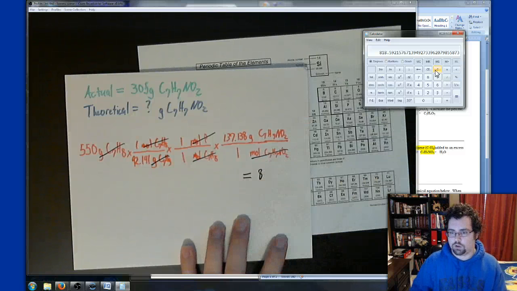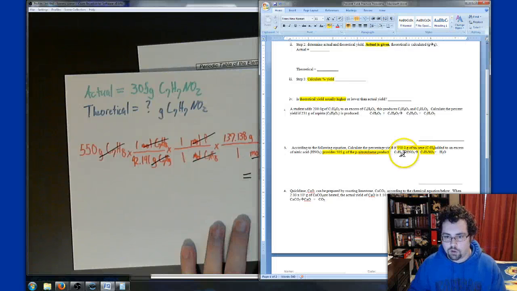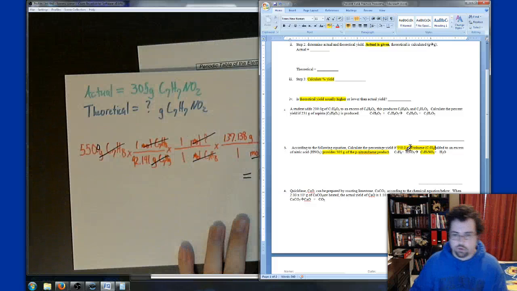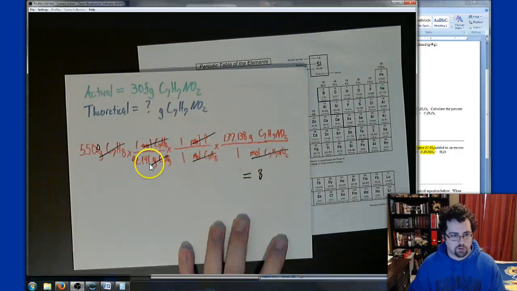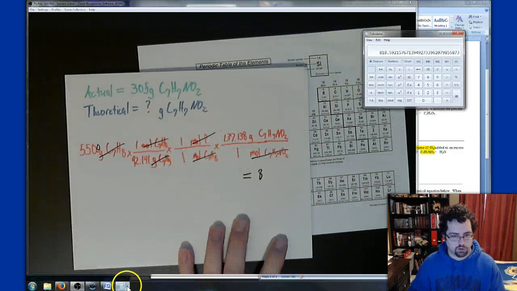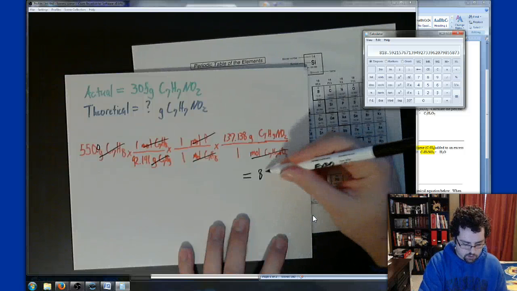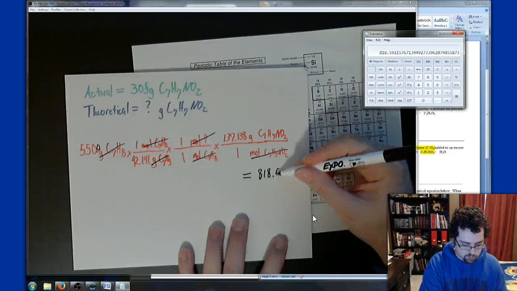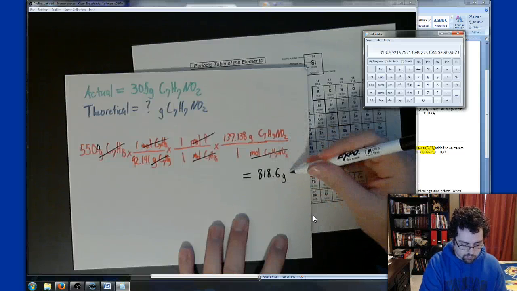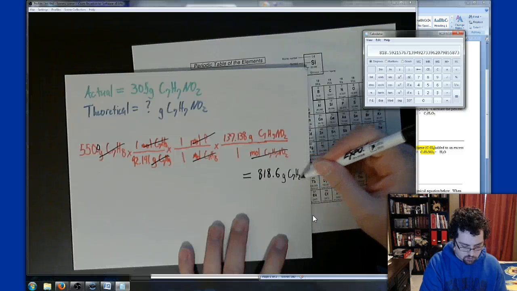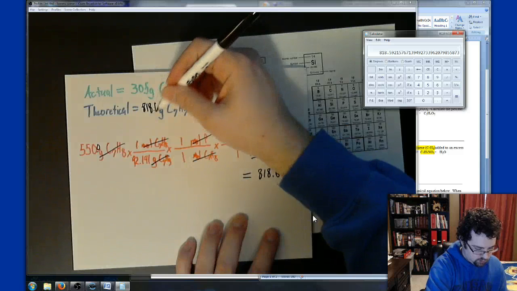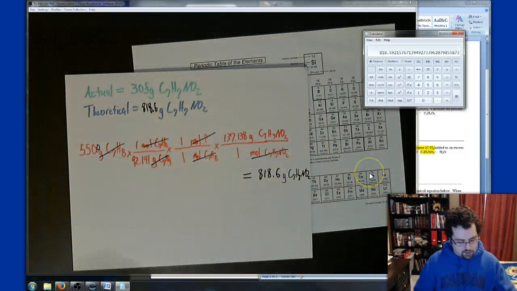818, and let's see, sig fig wise, I had 550.0. So that's 4 significant figures. And these guys have more. So my answer should be 4 significant figures. So this is going to be 818.59. And so the 9 will round the 5 up to 6. So 818.6 grams of C7H7NO2. That's a 7, I promise. So my theoretical yield is 818.6. Once again, don't forget, it's not the end.